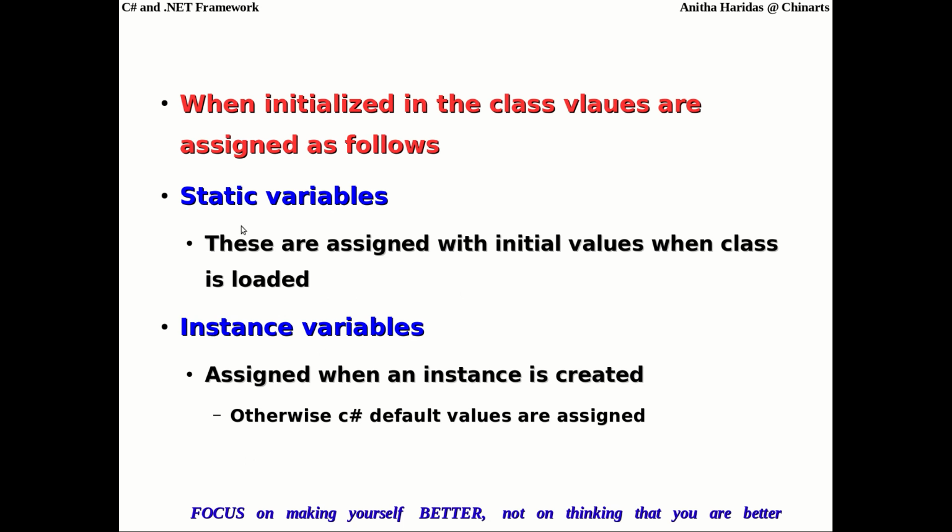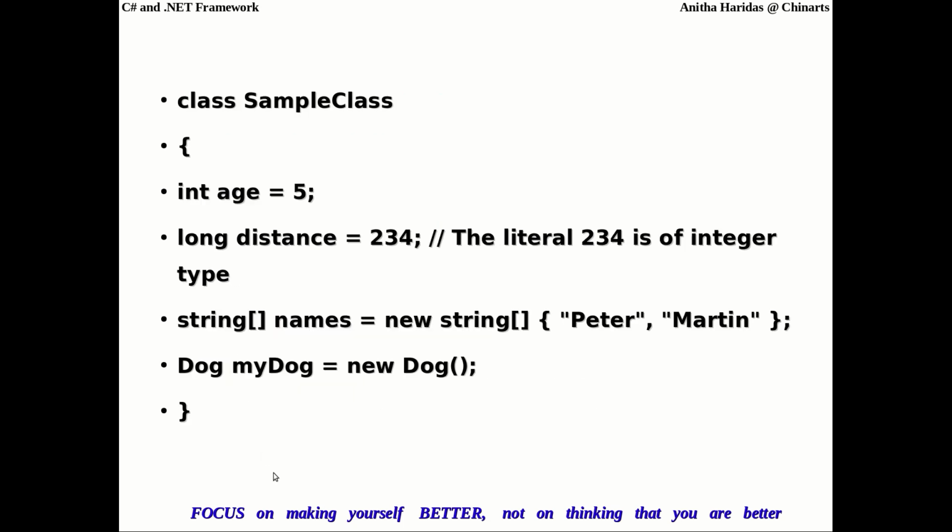If the static variables are initialized, these initial values will be loaded to the variable when the class is loaded. The same way, when an object is created, the instance variables will be assigned with initial values. If you have not given initial values, the default values will be assigned to the static member as well as the instance member. This is an example. I have given some initial values here. This is an integer data type, a long data type, this is a string array and this is an object.